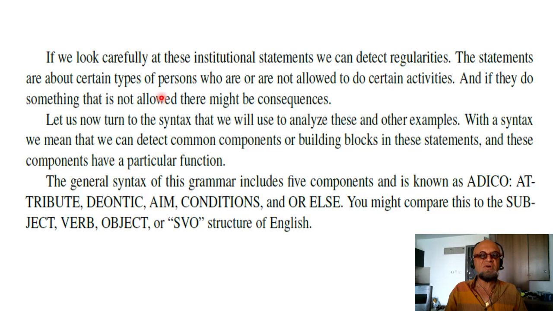The statements are about certain types of persons who are or are not allowed to do certain activities, and if they do something that is not allowed, there might be consequences. So "or else" is always implicitly or explicitly stated, let's say. Let's now turn to the syntax that we will use to analyze these and other examples.